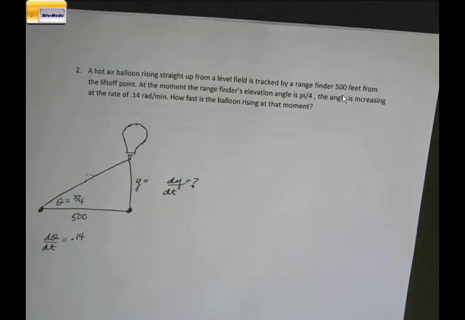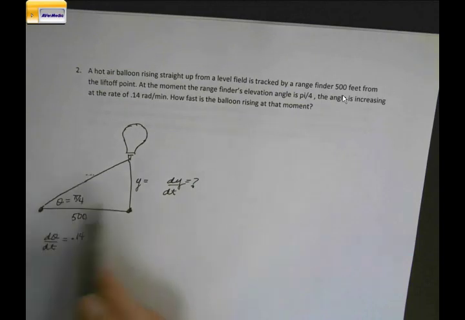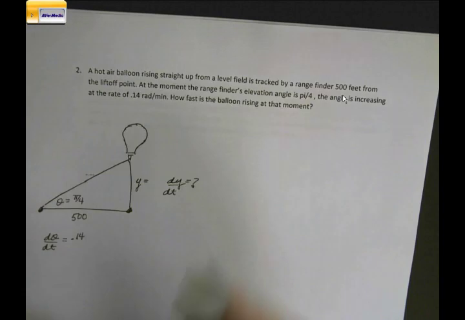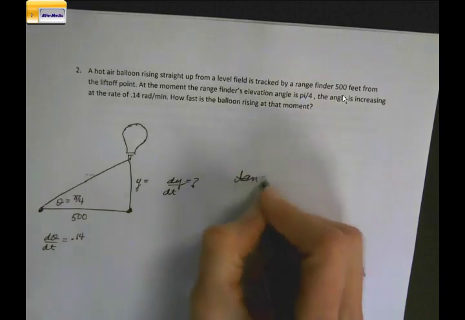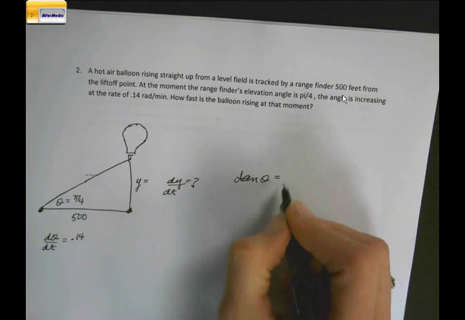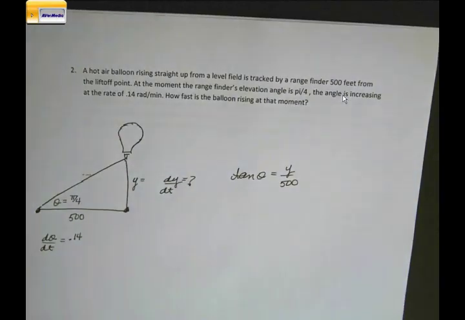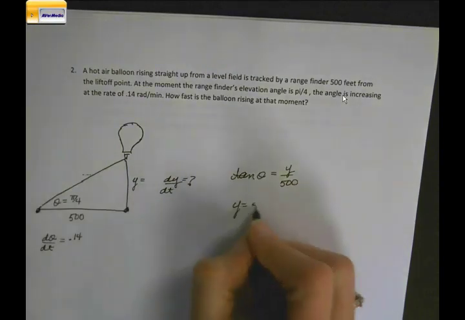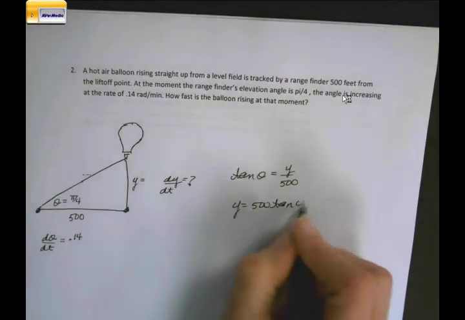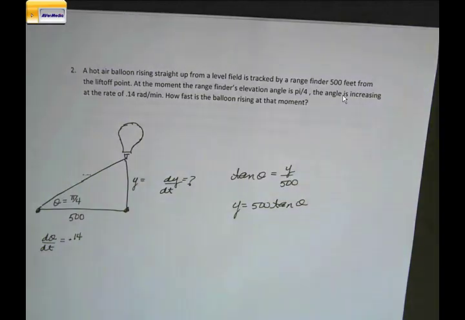Now, we got to look at all this stuff and figure out how to come up with some formula. Note that you have theta, you're looking for a vertical value, and you have a horizontal value. So what trig function would best apply? There you go, tangent. We know that tangent of theta is going to equal the y over the 500, or y equals 500 tan theta. We're looking for dy dt, so that's good. We got some theta stuff going on. Okay, we can do this.